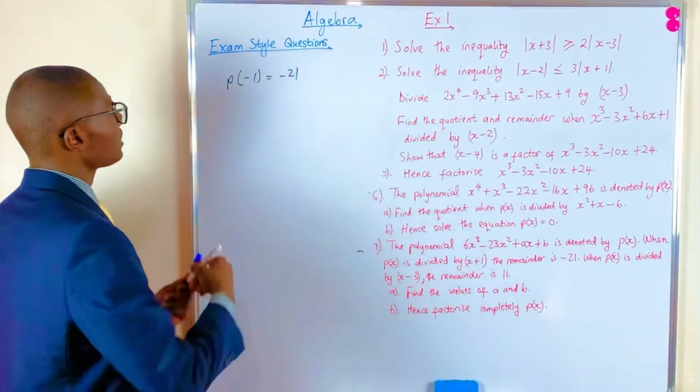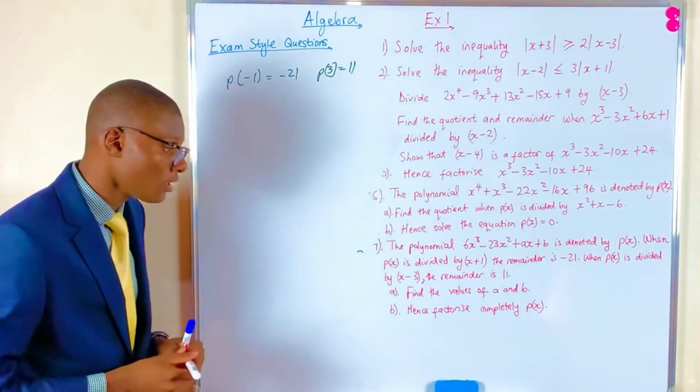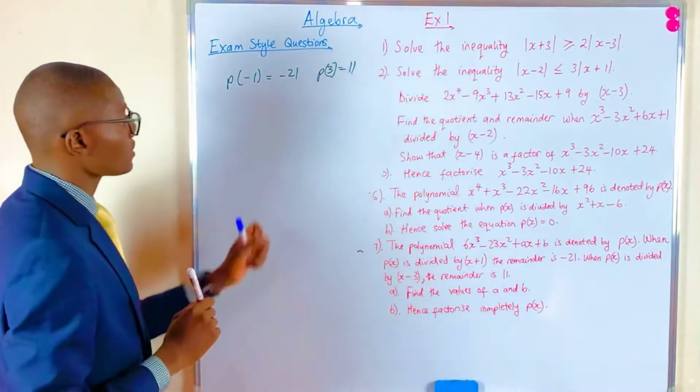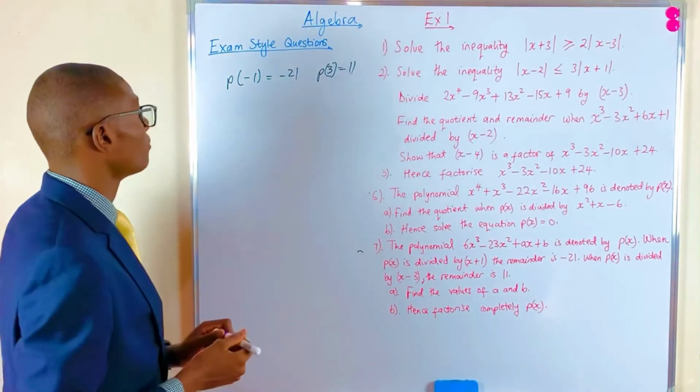Then when p of x is divided by x minus 3, the remainder is 11. So p of 3 is equal to 11. Right, so the question says find the values of a and b. So we shall use these two conditions. Firstly, p of minus 1 is equal to minus 21.